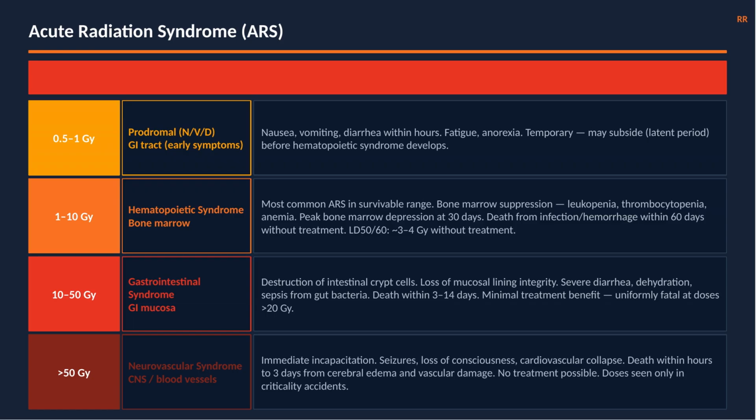10 to 50 gray, gastrointestinal syndrome. Destruction of the intestinal crypt cells strips the mucosal lining. Severe diarrhea, dehydration, and sepsis from translocation of gut bacteria into the bloodstream. Death within 3 to 14 days. Uniformly fatal above 20 gray.